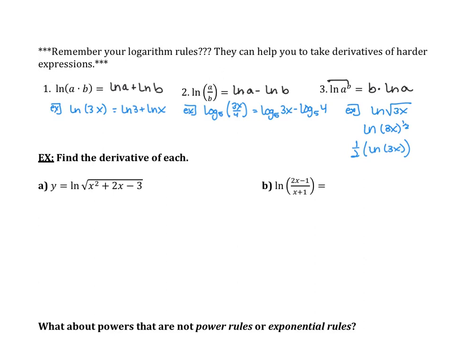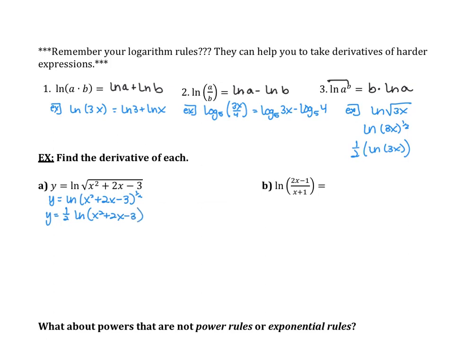Okay, hopefully you tried these and just gave it a go. So let's look at this first one. Hopefully you remember the rule we just talked about. So if I'm going to take the derivative of this, before I even take the derivative, I'm going to rewrite this to be the natural log of x squared plus 2x minus 3 to the 1/2 power, which means I'm going to rewrite it as y equals 1/2 times the natural log of x squared plus 2x minus 3.